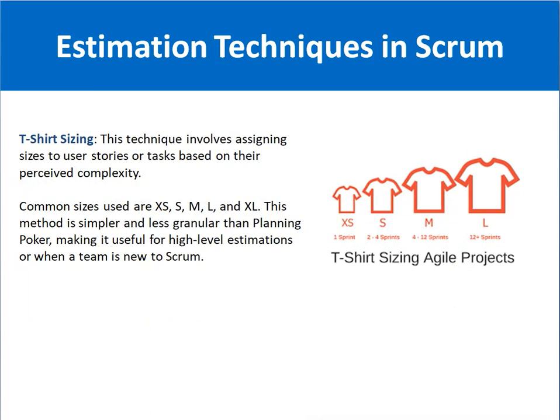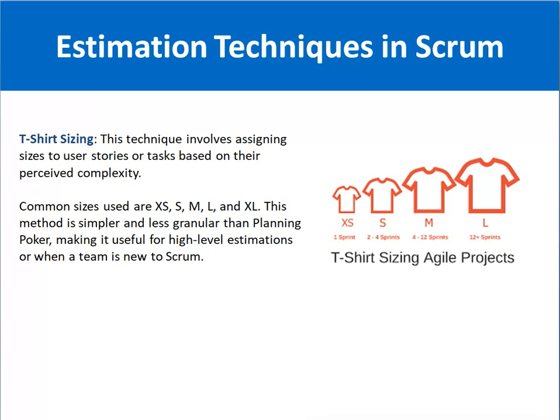The next one is t-shirt sizing. This technique involves assigning sizes to user stories, like t-shirt sizes, based on the complexity or required effort for the feature set. Common sizes used are extra small, small, medium, large and extra large.